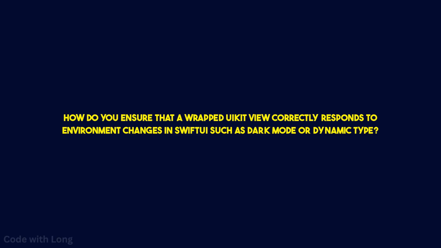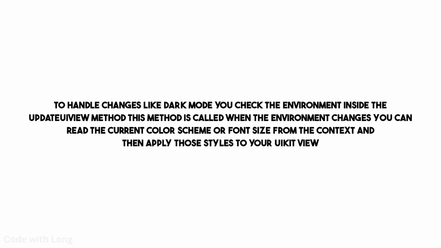How do you ensure that a wrapped UIKit view correctly responds to environment changes in SwiftUI, such as dark mode or dynamic type? To handle changes like dark mode, you check the environment inside the UpdateUIView method. This method is called when the environment changes. You can read the current color scheme or font size from the context, and then apply those styles to your UIKit view.